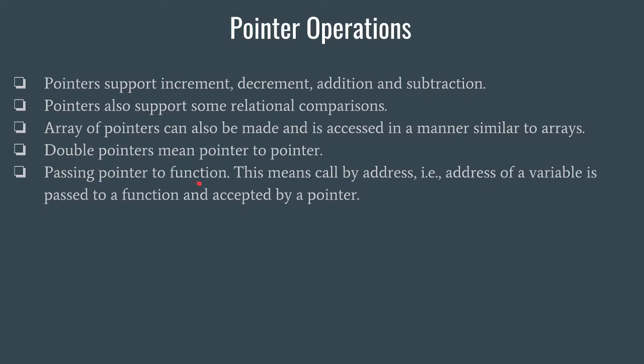Next, pointers can be passed to functions. And one important thing is that C does not support call by reference, but it supports call by address. In many places you will find people saying that call by reference and call by address are all the same, but it is not so. Call by address is a different concept and call by reference is a different concept. C supports call by address but not call by reference, but C++ obviously supports both of them.